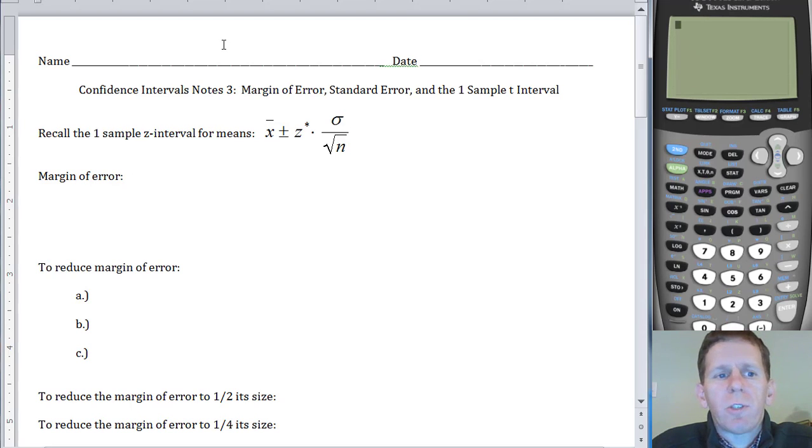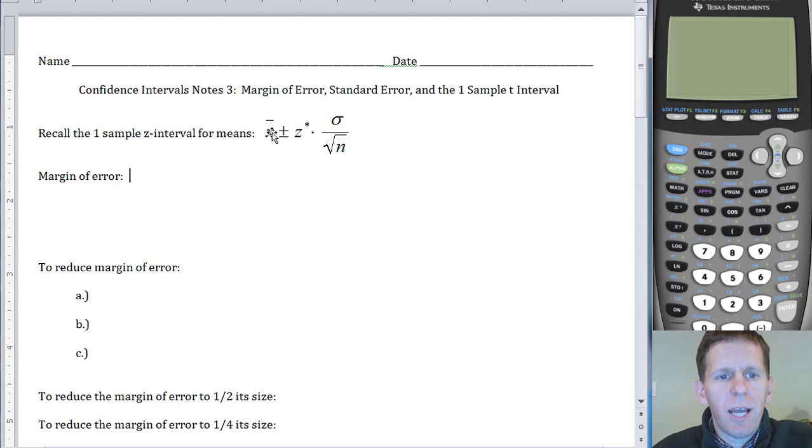These are the day 3 notes for our confidence intervals unit. Today we're going to look a little bit more deeply at margin of error, standard error, and a new type of interval called the one sample t interval. So let's go back and take a look at this interval we've talked about the last 2 days in class, which is the one sample z interval for means.